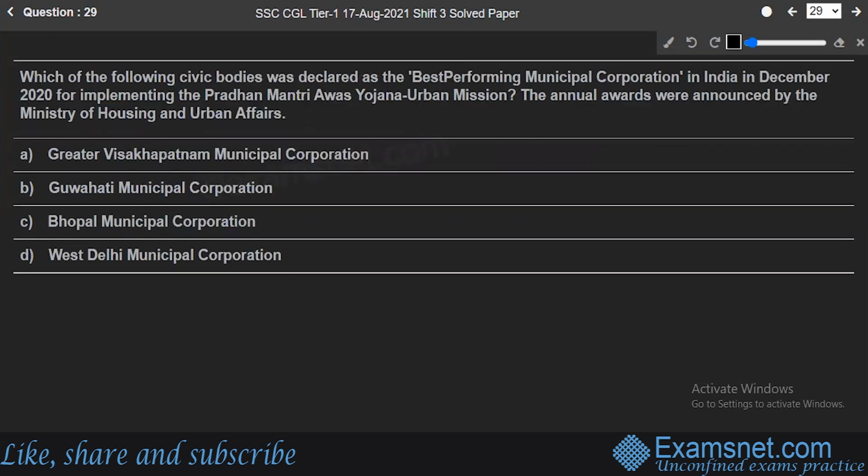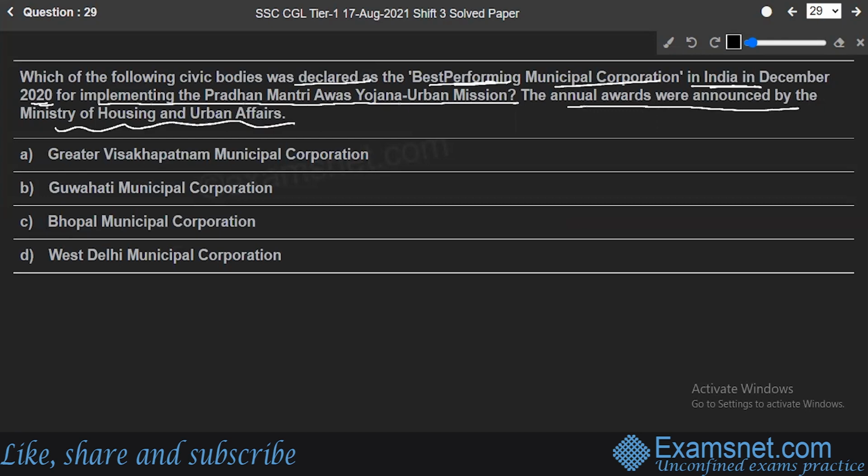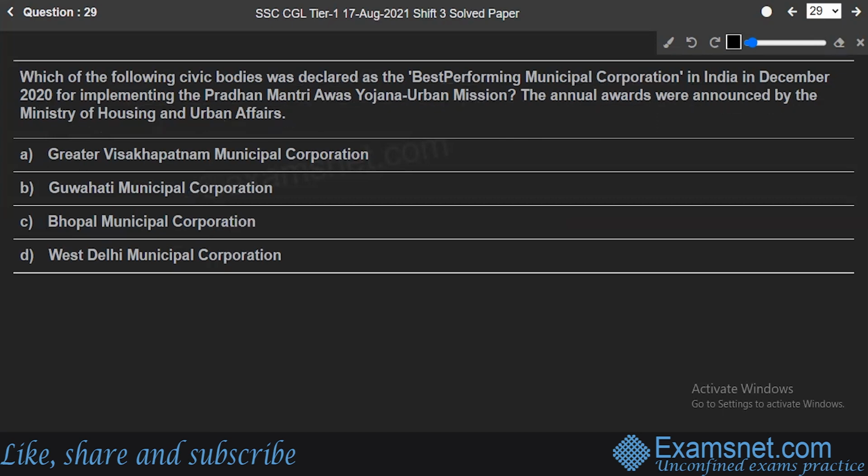Which of the following civic bodies was declared as best performing municipal corporation in India in December 2020 for implementing the Pradhan Mantri Awas Yojana urban mission? The annual awards were announced by the Ministry of Housing and Urban Affairs. Options are Greater Vishakhapatnam Municipal Corporation, Guwahati Municipal Corporation, Bhopal Municipal Corporation, or West Delhi Municipal Corporation. Well, the correct answer to our question is option A, Greater Vishakhapatnam Municipal Corporation. The Ministry of Housing and Urban Affairs has selected Vishakhapatnam Municipal Corporation as the best performing municipal corporation for implementing the Pradhan Mantri Awas Yojana Urban Mission.